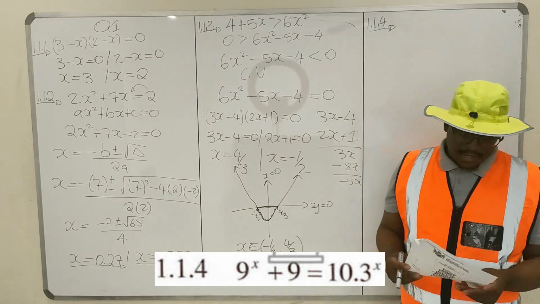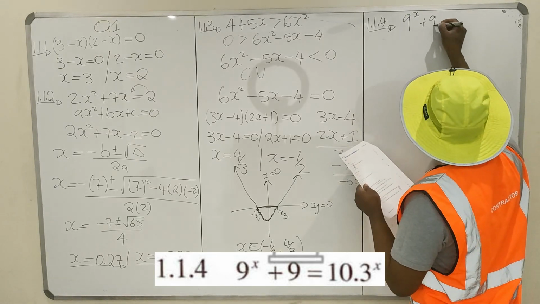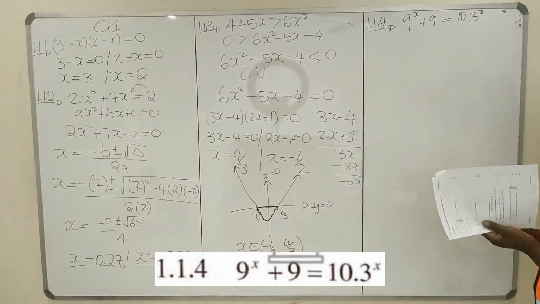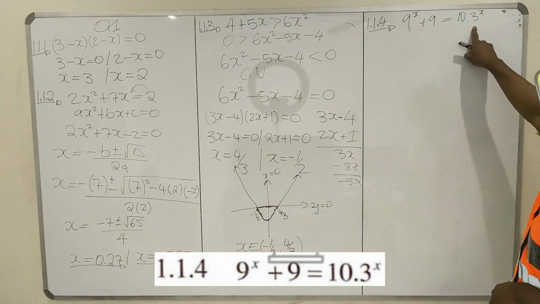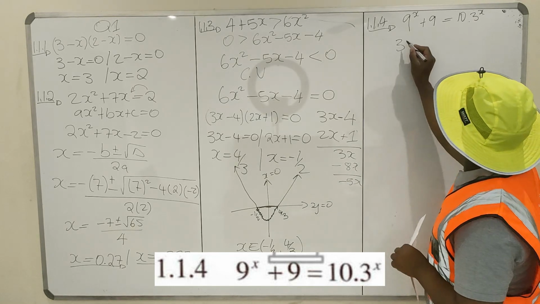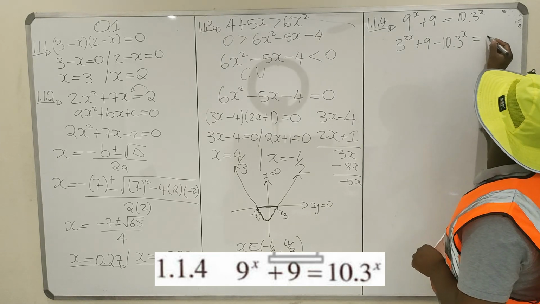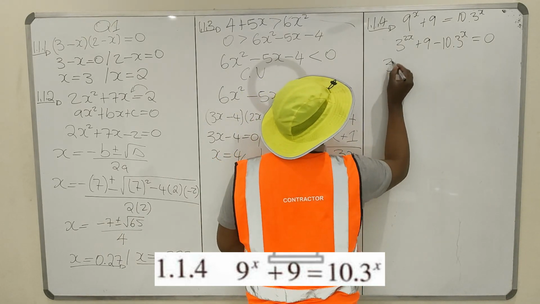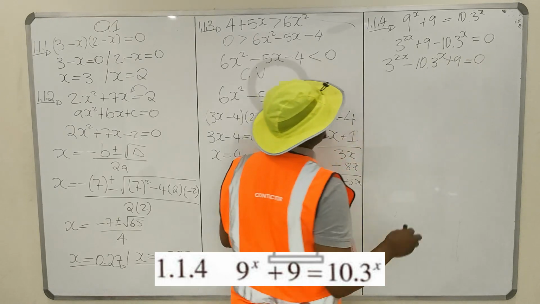What do we have? They gave us something like this: 9 raised to x plus 9 is equal to 10 times 3 raised to x, right? So the lowest base here is 3, so we must change that over there. So we have 3 raised to x plus 9 minus 10 times 3 raised to x is equal to 0. This is what we have. So let's arrange this and move this closer: 3 raised to x squared minus 10 times 3 raised to x plus 9 is equal to 0.